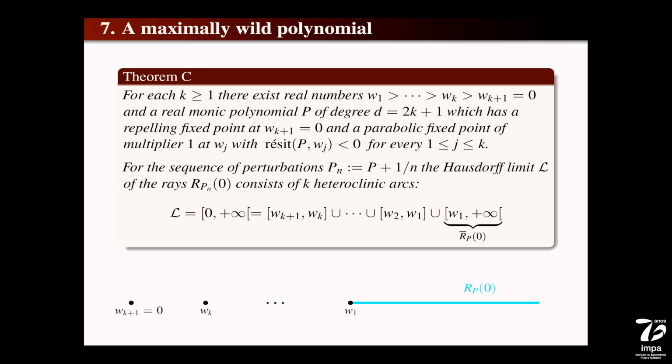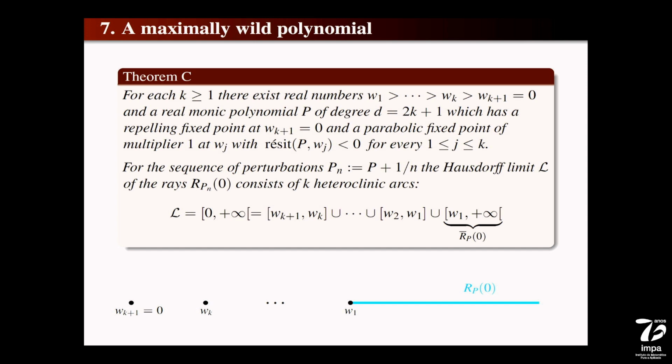So this is related to your question, Laura. This is a maximally wide polynomial example. We can construct examples of polynomials of odd degrees which have the maximum number of heteroclinics, and one reasonable way of constructing them is described in this theorem. For each k, where k is the number of heteroclinic arcs that I can create, there are real numbers W1 bigger than W2 bigger than, etc., WK. These are all positive, and WK plus 1 is 0.